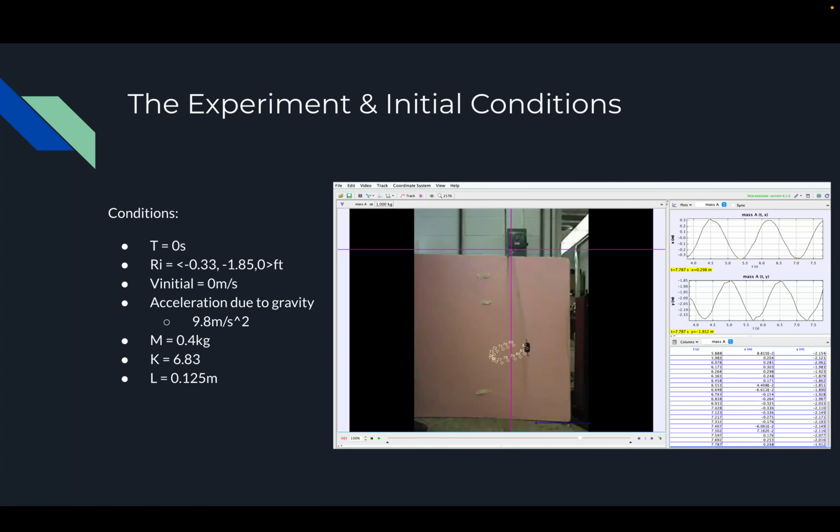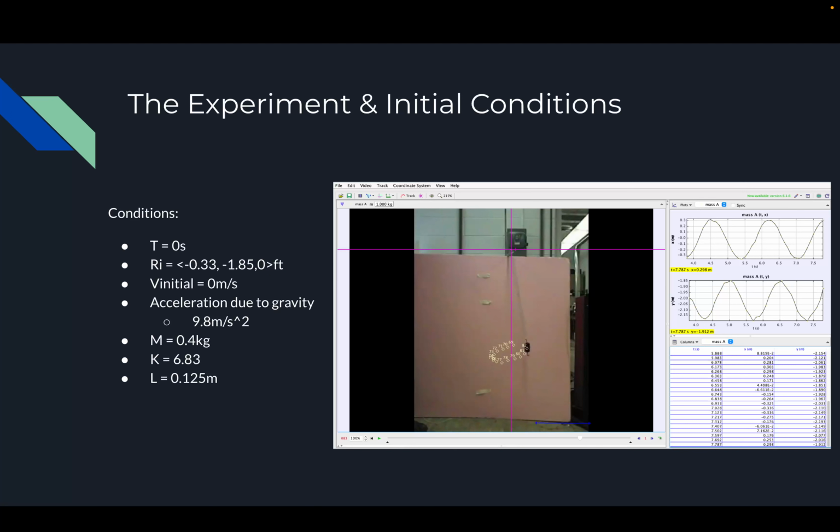For this experiment, as you can see, we use Tracker, as usual with these labs, to track the motion of this object. Initially, time is going to be equal to 0. The starting position is going to be negative 0.33, and then negative 1.85 feet. V initial, as it is leaving the hand of the person letting go of the spring, is going to be equal to 0 meters per second. And we can also know that acceleration due to gravity is going to be 9.8 meters per second squared here.